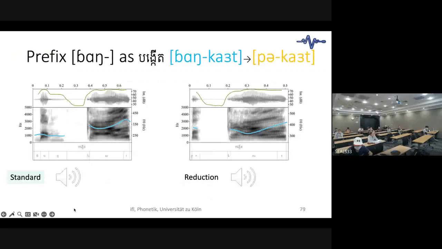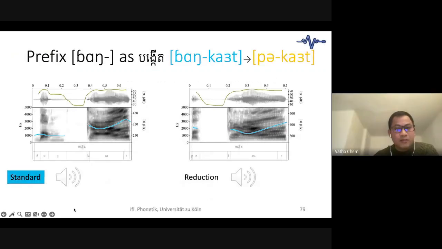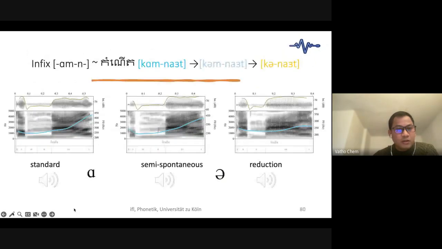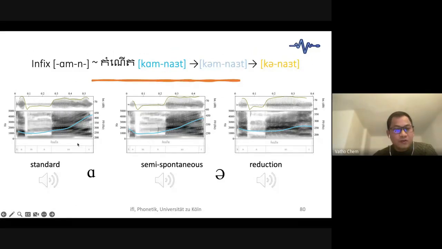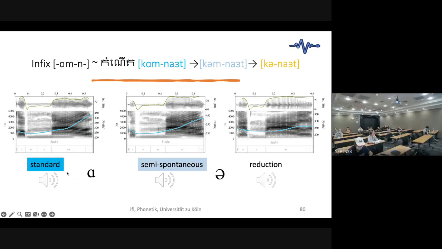So let's hear some sound from the reduction phenomena. This is the full form, and this is the reduction form. So as you can see here, the blue from my computer screen here is the full form, and the light blue here is the semi-spontaneous, and the yellow here is the reduction form. So let's listen to the standard form and semi-spontaneous speech and reduction form.